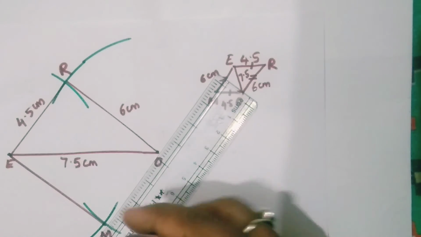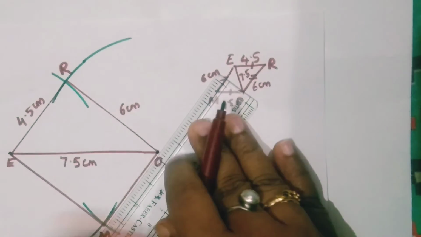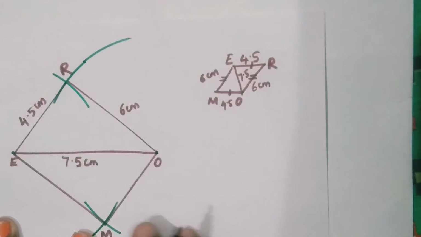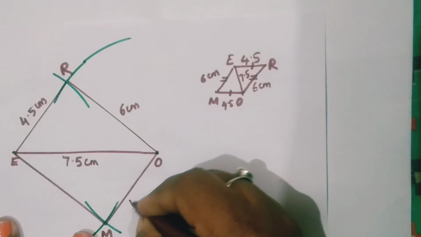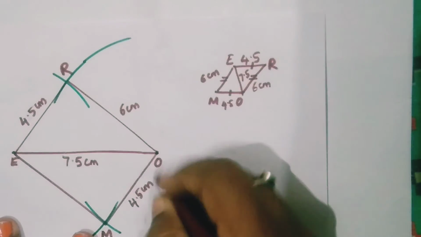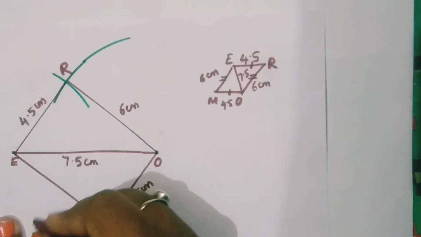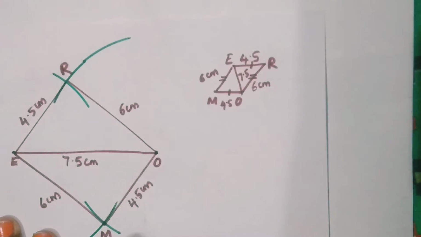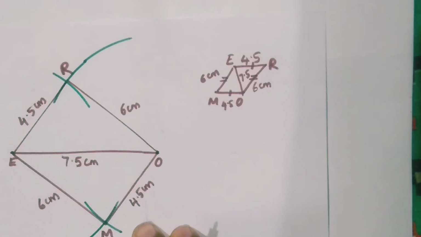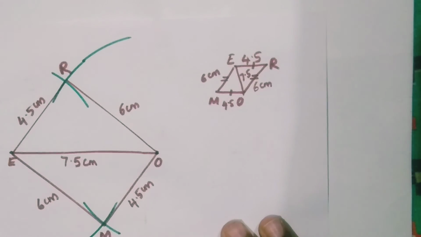So now you join the points and write the measurements. Opposite sides are equal, so you can write the measurements here. And now a parallelogram MORE is constructed.